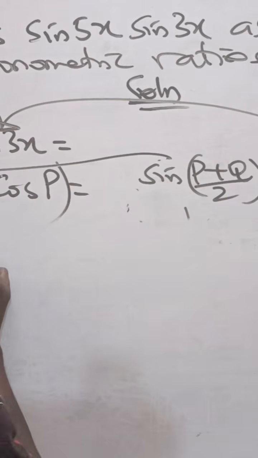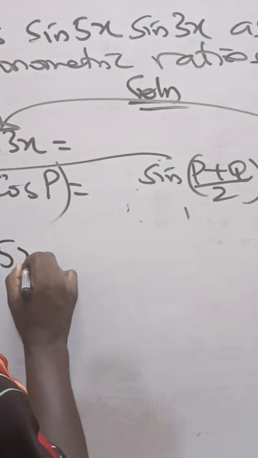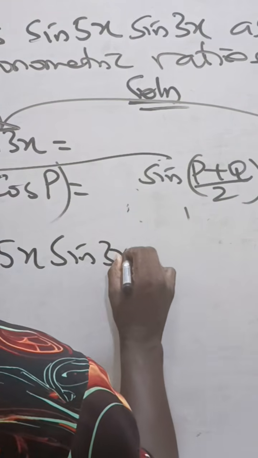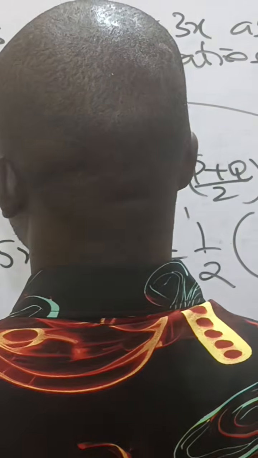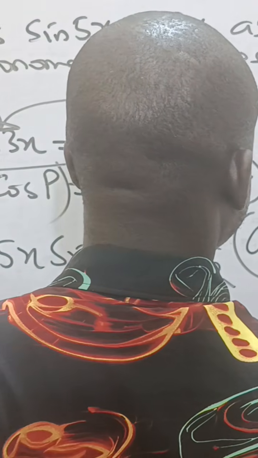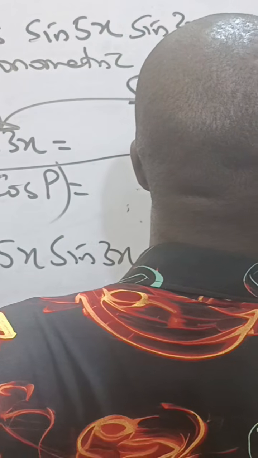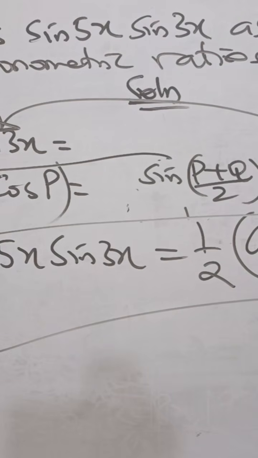We now say that sine 5x sine 3x will now be equal to half into bracket cos 2x minus cos 8x. So that will be the expression of sine 5x sine 3x as a sum of two trigonometrical ratios.